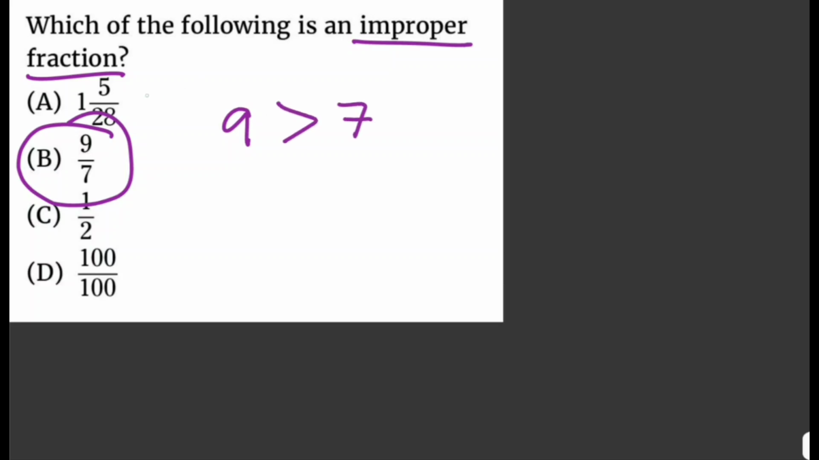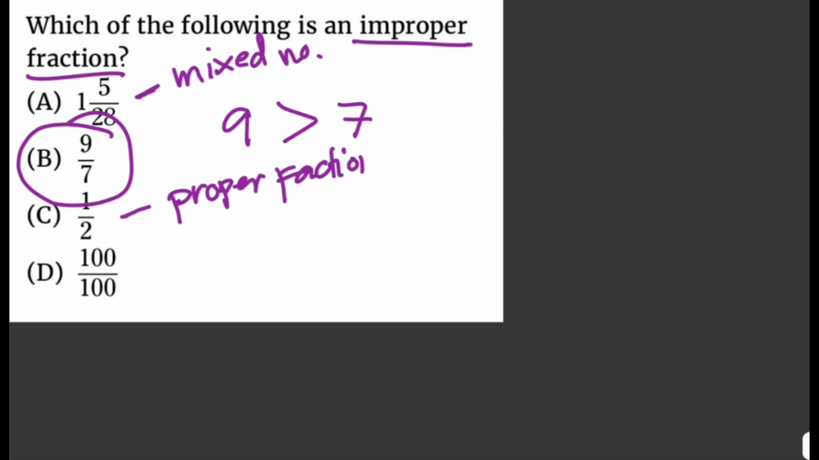The rest are, this one is a mixed number, and this one is a proper fraction, and this one is also considered an improper fraction.